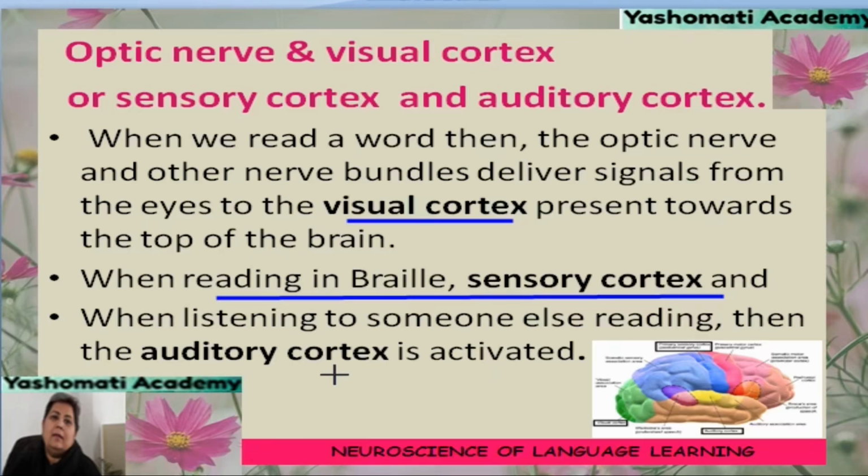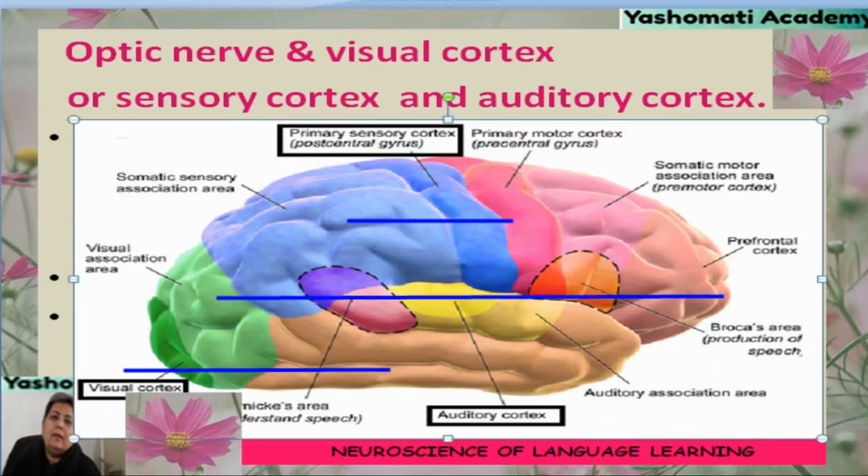Or we can listen to the word, and in that case auditory cortex will be used. So that means that visual cortex, sensory cortex and auditory cortex help us in receiving the information about the word or about the language, and these parts help us to understand the word. If you look at this picture, then we will be able to see where these areas are located.